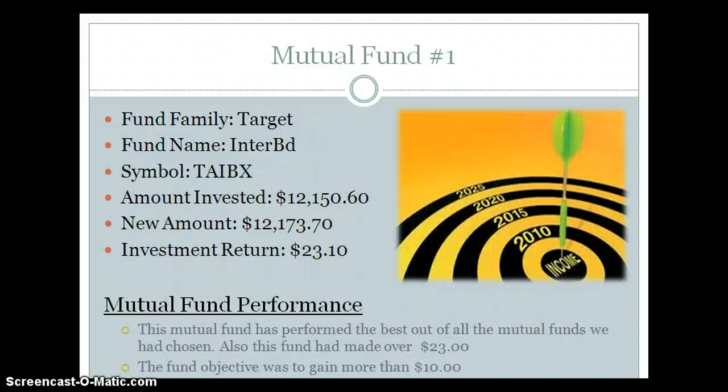Mutual fund number 1. The fund family was Target. The amount we had invested in was $12,150.60 into that mutual fund. The new amount was $12,173.70. So the income return on that mutual fund was $23.10 in the green. The mutual fund's performance. This mutual fund had performed the best out of the mutual funds we had chosen. Also, this fund had made us over $23. The fund objective was to gain more than $10.